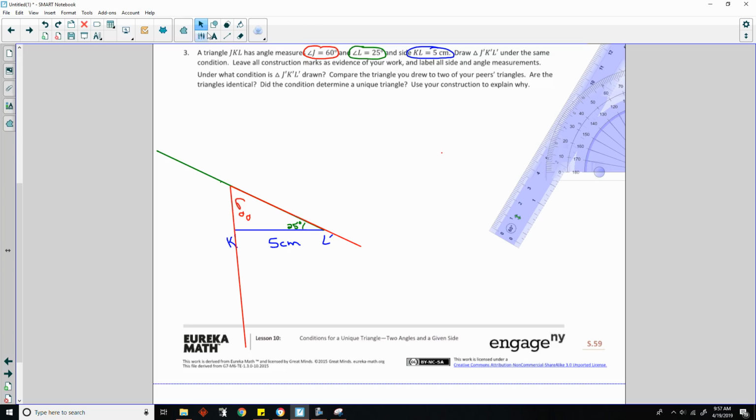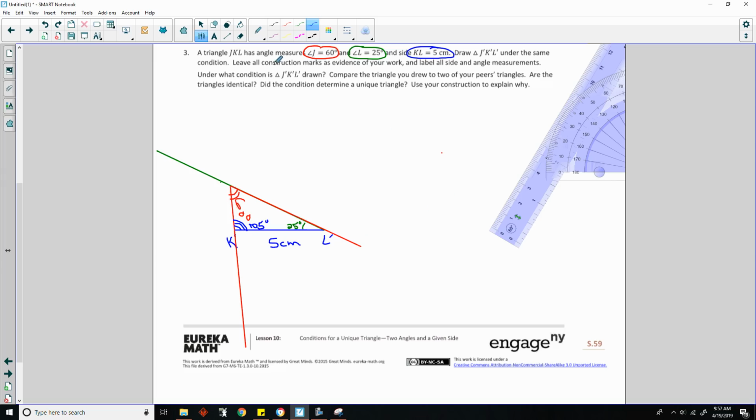This is 60 degrees. This is 25 degrees. Now that's up to 85. So this angle is 105 degrees.